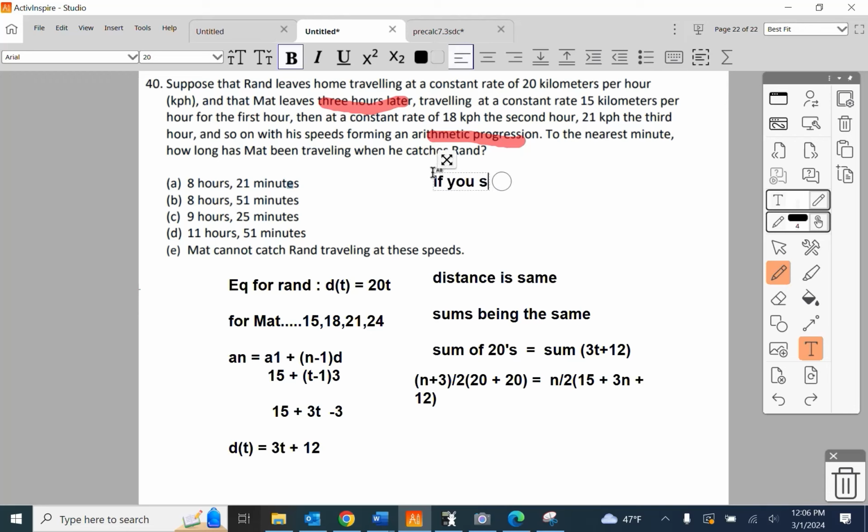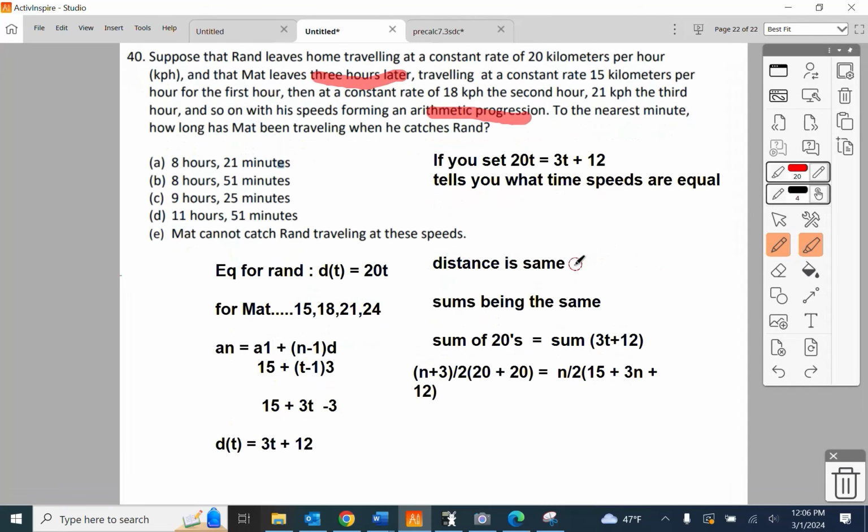But if you set 20t equal to, I guess his equation should probably be t plus 3, whatever. But if you set 20t equal to 3t plus 12, that tells you what time speeds are equal. That's all it tells you, what time speeds are equal. Now, what it's actually asking you to do is figure out when the distance is the same. All right? What time is the distance the same? Which is saying when are the sums the same?